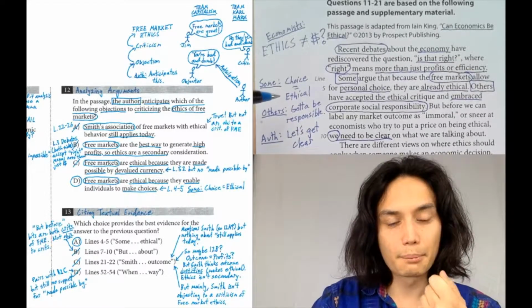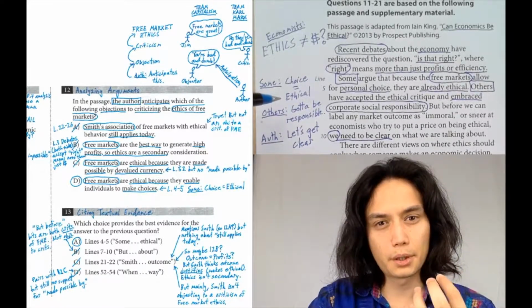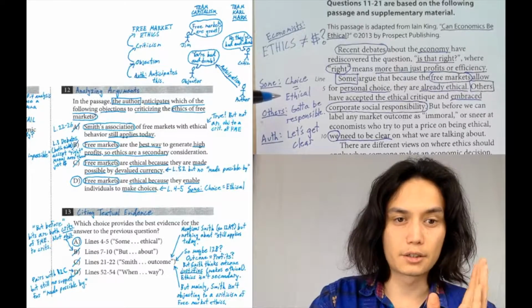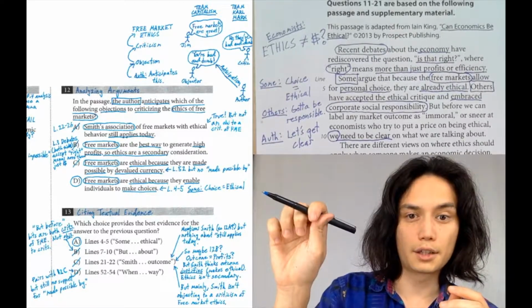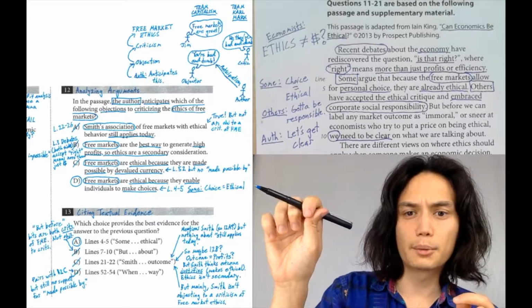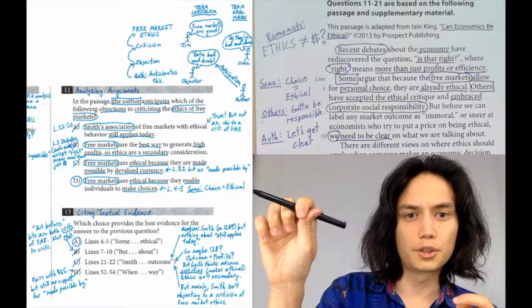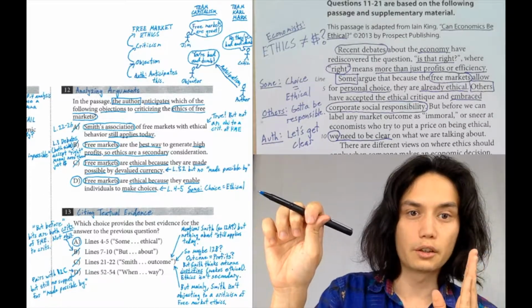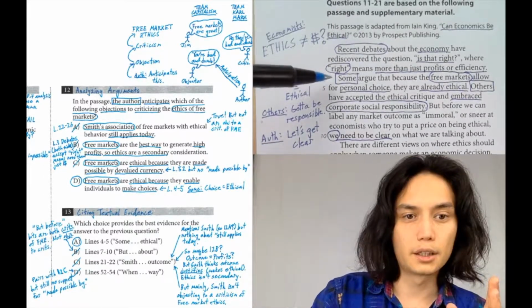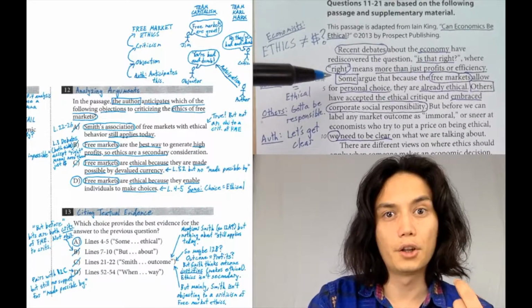All right, let's think about the role that this plays, right? Well, first off, let's think about whether this quote matches this thing right here, and the answer to that is yes. Free markets are ethical because they enable individuals to make choices. And that's literally almost word for word. It's very straightforwardly what is being said right here. So there's a very high quality match.